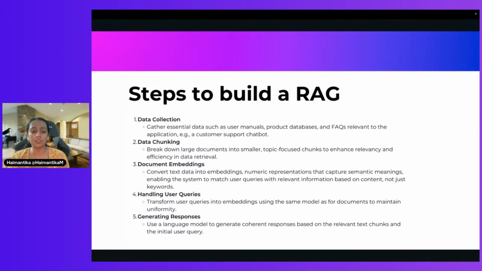And the fourth step is how to handle queries. You need to transform these user queries into embeddings using the same model that you have used for documents to maintain uniformity. There shouldn't be much difference, because that's how you'll get more accuracy and relevancy. And then the final step is to generate the response. In the demo we'll see how we are using a model from OpenAI to generate the response. Similarly, you will be using a large language model to generate the response based on the data that you have chunked and the query. So those are the five major steps that are needed to build a RAG.